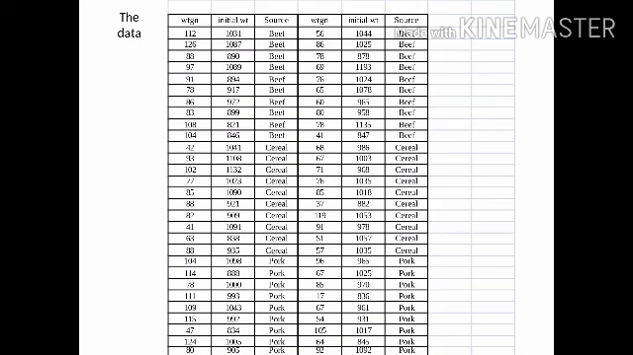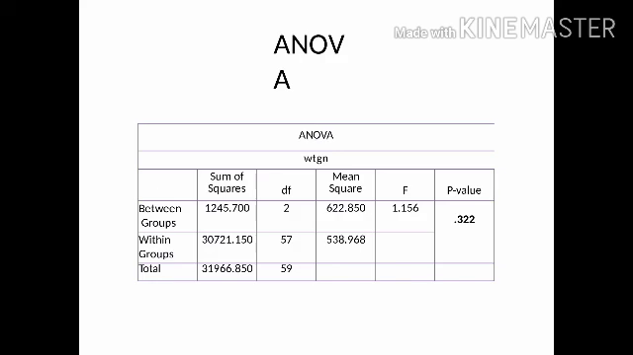And this is the data. Here you can see the three variables: weight gain, initial weight, and source. And in this ANCOVA table, we are comparing the mean weight gain between the different sources of protein groups. So here the p-value is 0.322, which is greater than 0.05, so we can conclude that there is no significant difference in the mean weight gain between the different sources of protein groups.